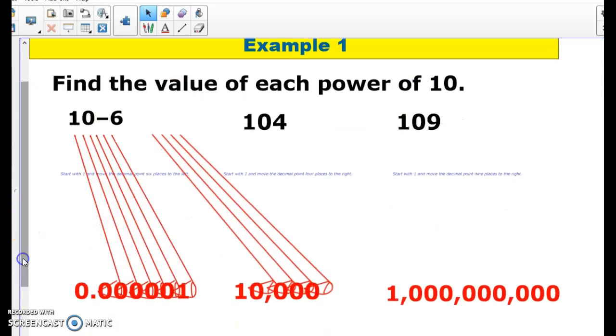Okay, so 10 to the negative 6th power is what that's supposed to be. 10 to the 4th power, 10 to the 9th power. So 10 to the negative 6th power, again moving it 6 spaces, 1, 2, 3, 4, 5, 6. 10 to the 4th power is just 10,000. 10 to the 9th power is that number.